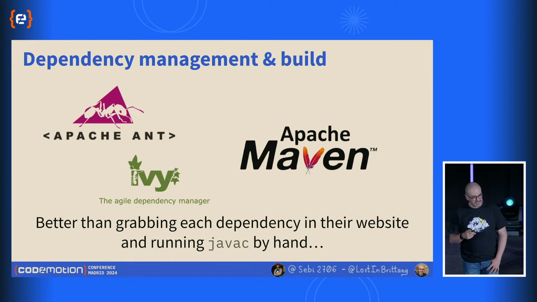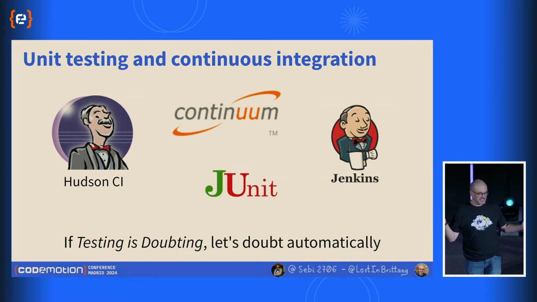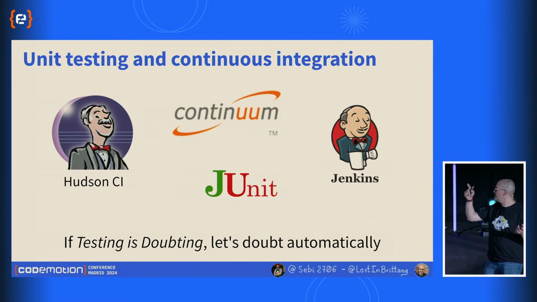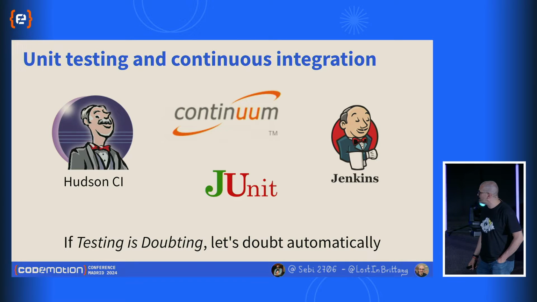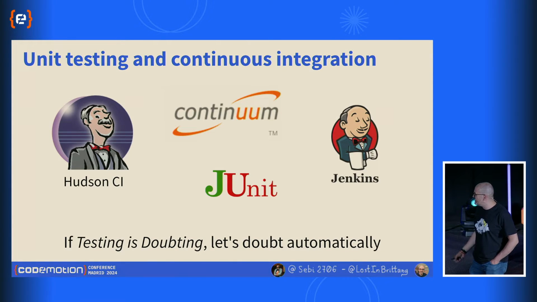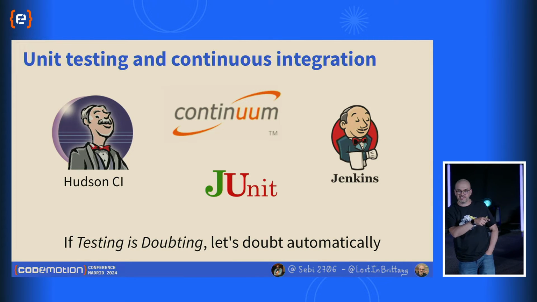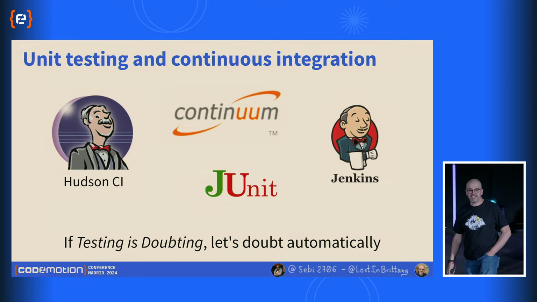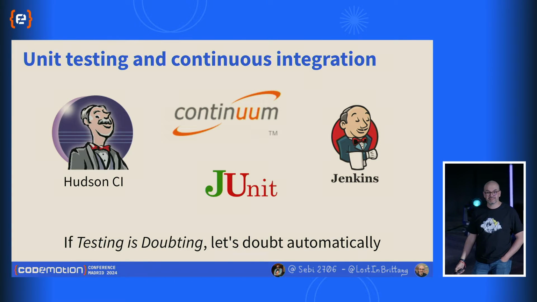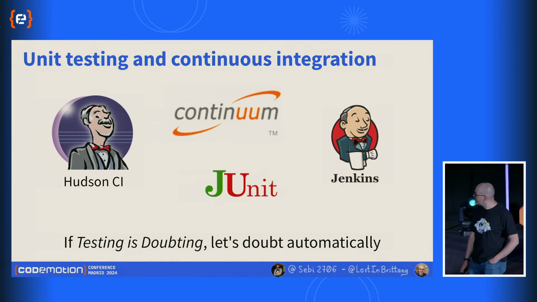Yeah. And what about test? Nacho was here before talking about test. Yeah. You could do now unit testing, integration testing, all that with things like JUnit or Hudson before it was renamed Jenkins. You remember that maybe too? Yeah, and Continuum, that was part of the Maven project.